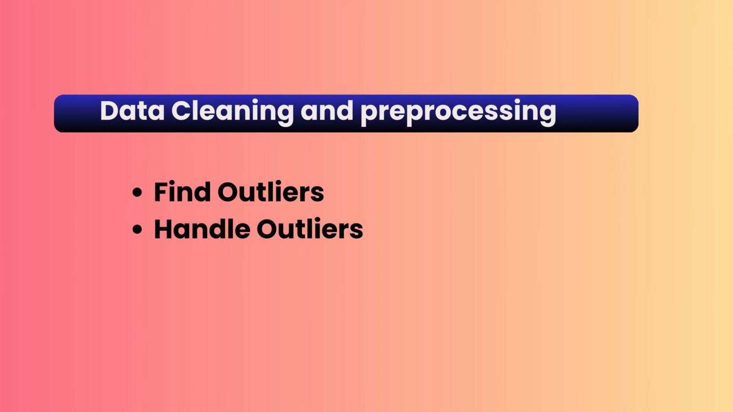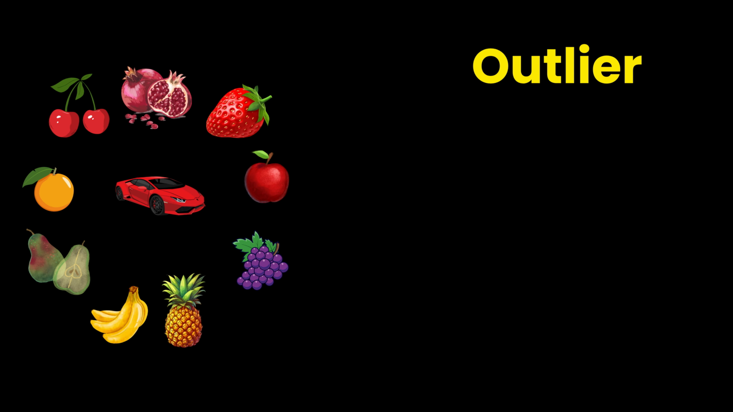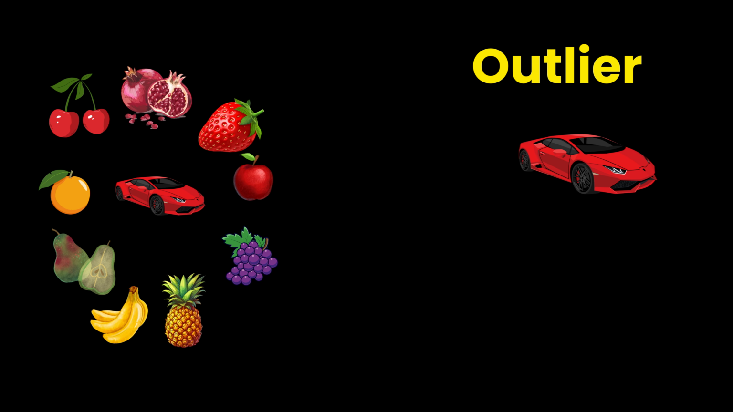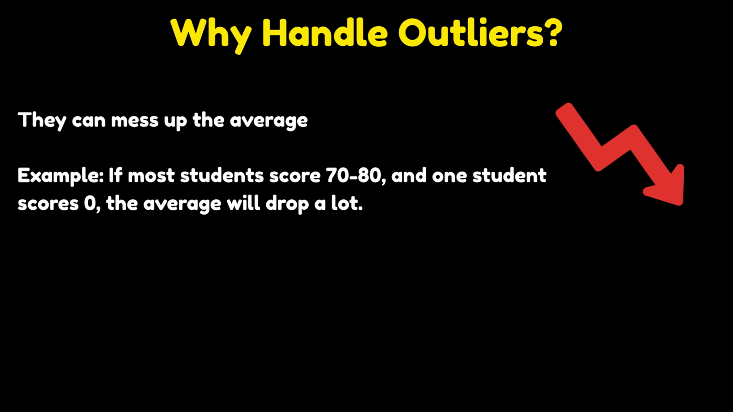Now it's time to explore how to find outliers and also how to handle outliers. Very first thing, let's understand what outliers are. Outliers are values which are higher or lower than the rest of your data. So in this example, which is an outlier? An outlier is an extreme value which is not related to your actual data. Everything is a fruit, only the car is different, so the car is an outlier. In this example, all the ages are in the same range, but 120 is an outlier.